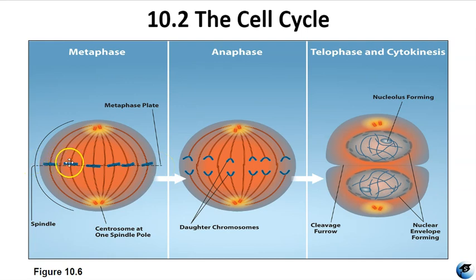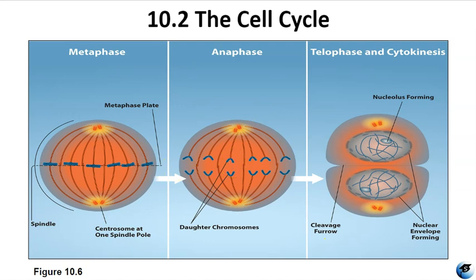In other words, they're lined up right in the middle. Sister chromatids remain tightly attached. And then in anaphase, the cohesion proteins degrade and it separates the sister chromatids at the centromeres. And then the chromosomes are pulled towards the centrosomes. So in metaphase, everything's lining up in the middle. Anaphase, everything's starting to split apart.